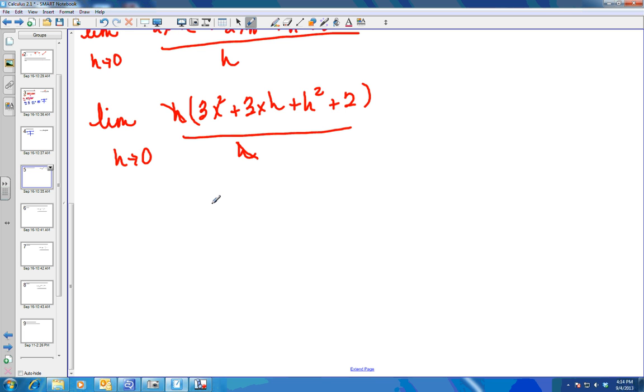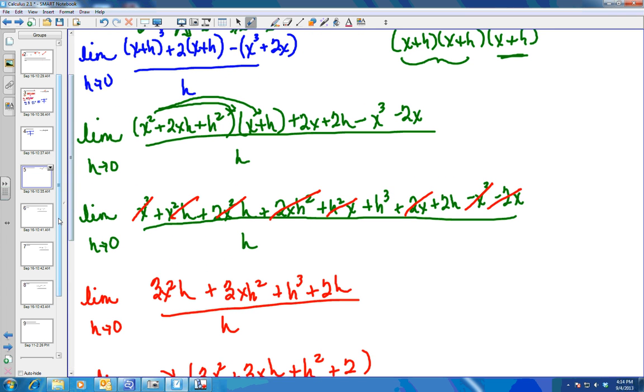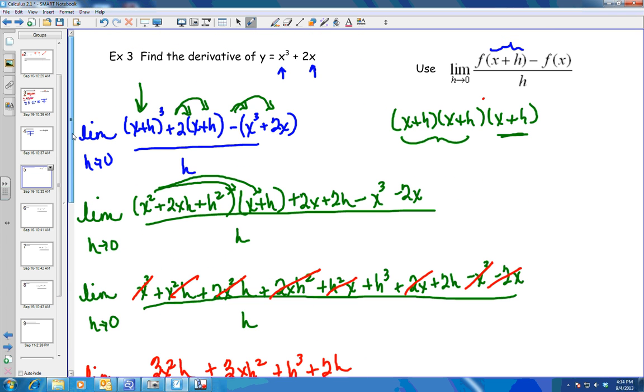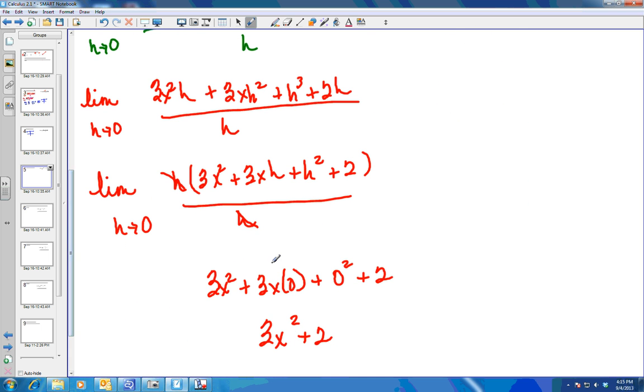0. So I have 3x squared plus 3 times x times 0. Remember, I'm plugging 0 in for all my h's, plus 2. So these are all 0. So my answer is 3x squared plus 2. So the derivative of that first, way up here, of x cubed plus 2x, the derivative is 3x squared plus 2.